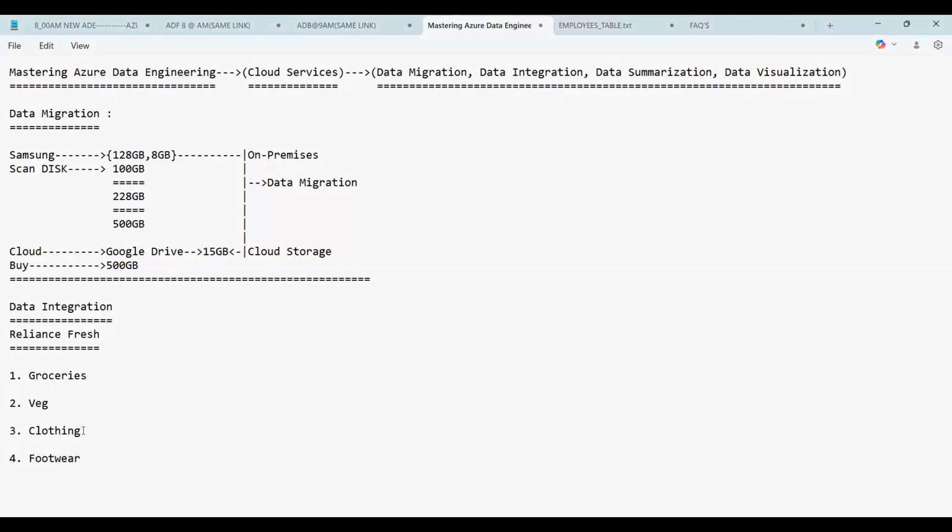Clothing, they are not into this. Of course, they have Reliance clothing also, but they don't actually manufacture that either. AJIO is there, but that is not their own. They get the products from external sources only. Footwear also they don't manufacture, but the things are available.